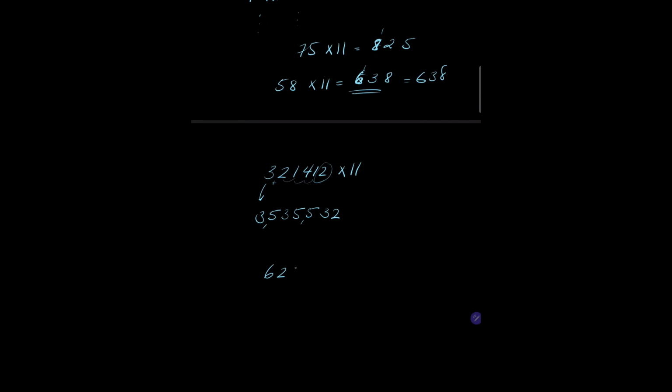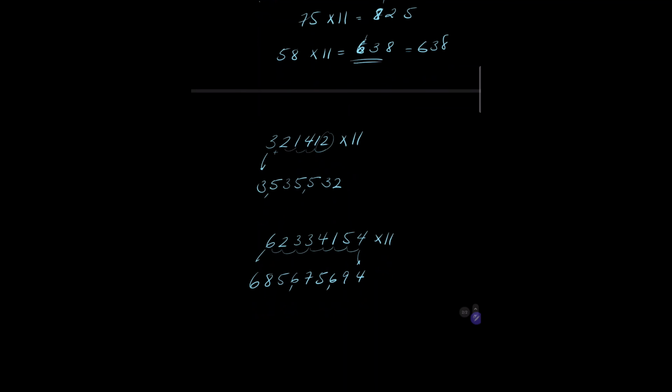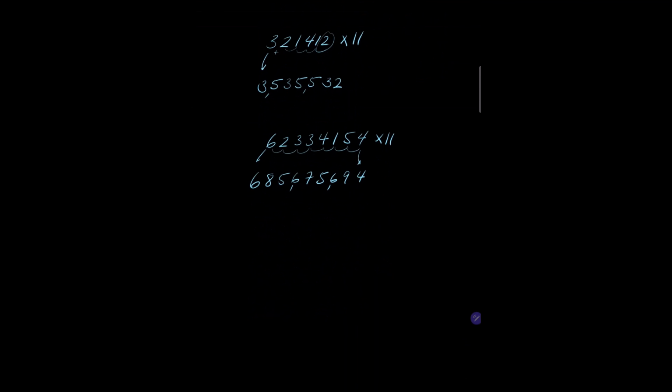Let's look at one more example where the numbers are all less than 9 when you add them. Let's take 62,334,154 times 11. Right, so start off with the 6. 6 plus 2 is 8. 2 plus 3 is 5, 3 plus 3 is 6, 3 plus 4 is 7, 4 plus 1 is 5, 1 plus 5 is 6, 5 plus 4 is 9, and then we finish off by writing the 4 here. So our answer is 685,675,694.